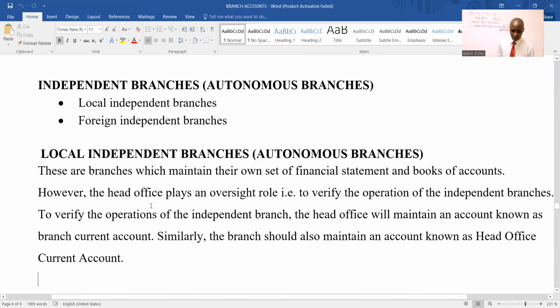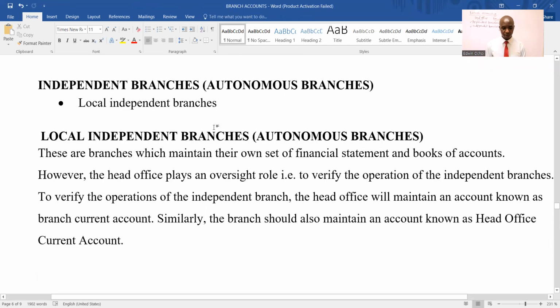Yes, so let's look at independent branches, of which I've said there is a local independent. For now, there's no foreign. So you need to understand local independent branches. When I talk about local independent branches, these are branches which maintain their own sets of financial statements. From the word independent, it is obvious: they have to maintain their own set of financial statements and the books of accounts.